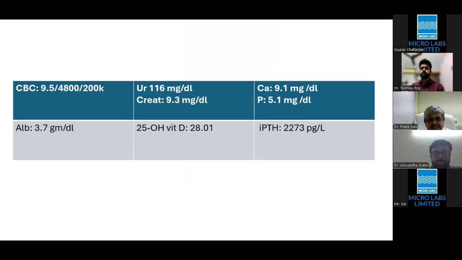Yes, sir. In the reports, hemoglobin is 9.5, WBC count 4,800, platelets 2 lakhs, albumin 3.7, urea 116, creatinine 9.3, 25 hydroxyvitamin D 28, calcium 9.1, phosphorus 5.1, and iPTH is 2,273. iPTH is quite high, sir, in this patient.